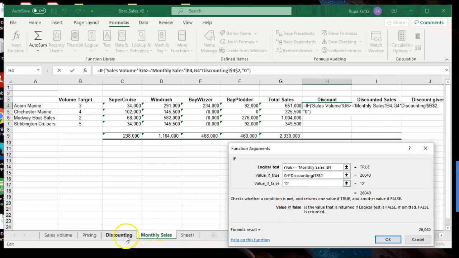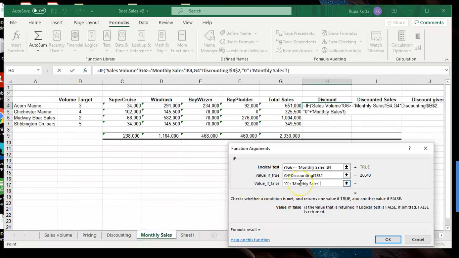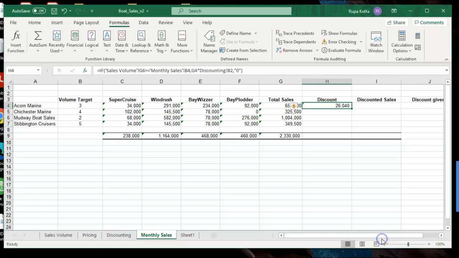Oh, sorry, discount percentage is also changing. So do not put any absolute referencing over here. Each and every customer has their own discount percentage. It's not same. So everything is changing. So remove absolute referencing and say OK.